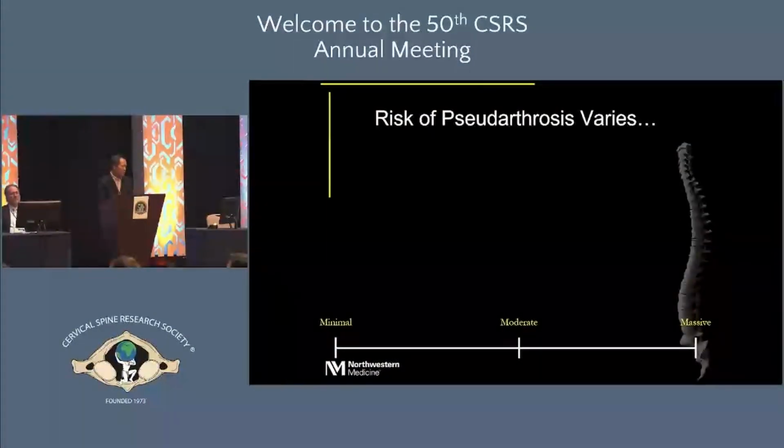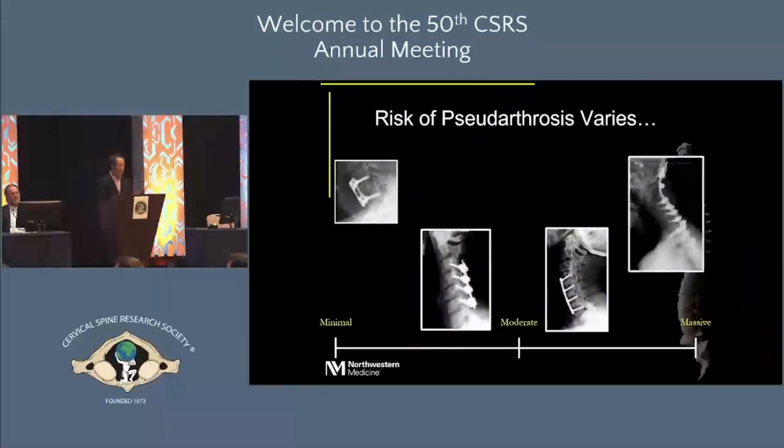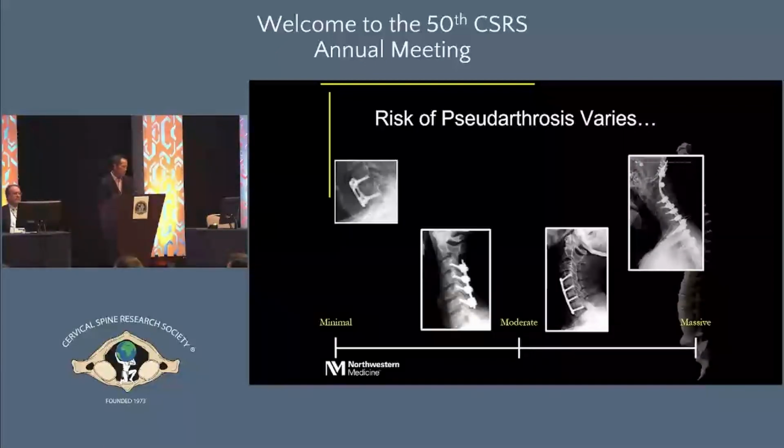The risk of nonunion certainly varies. One-level ACDF is different from a multi-level posterior fusion. I would argue that a multi-level anterior fusion is actually harder to heal than a posterior one. And then finally, if you need to take somebody up to the occiput, the upper cervical spine areas, the risk of non-union is even greater in that environment.